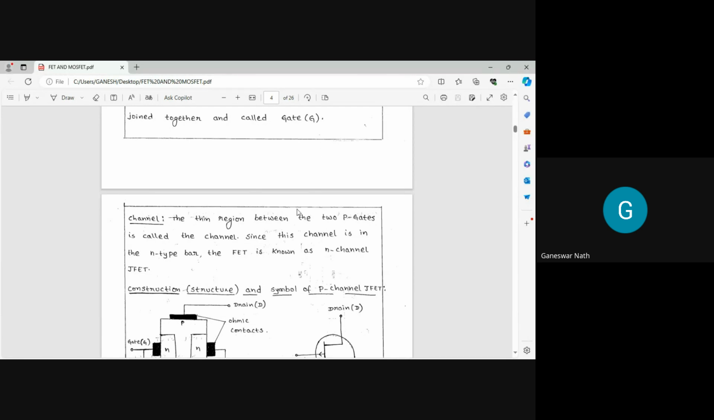So now coming to the construction, or the structure, and the symbol of the P channel FET. We have seen the N channel FET, and here you can find the symbol of the P channel FET.